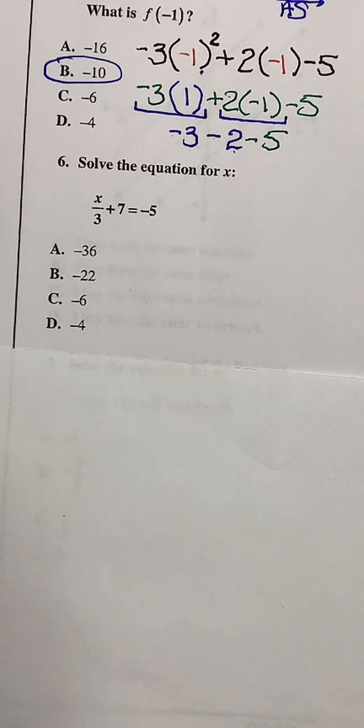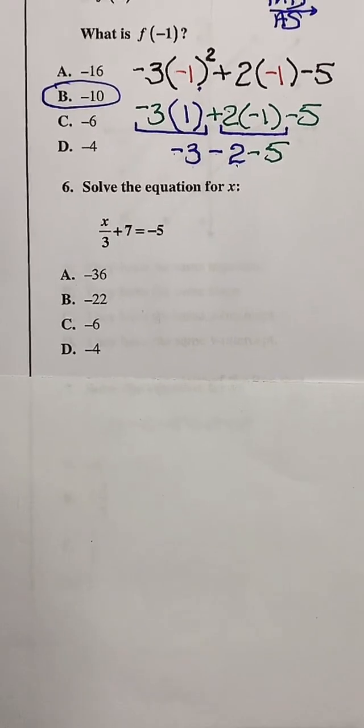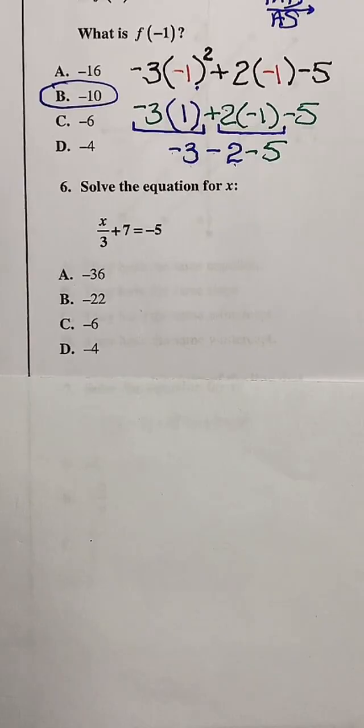All right, so for the next one, solve the equation for x. We have x over 3, or basically 1/3 x, plus 7 equals -5. Is your answer A, -36, B, -22, C, -6, or D, -4?